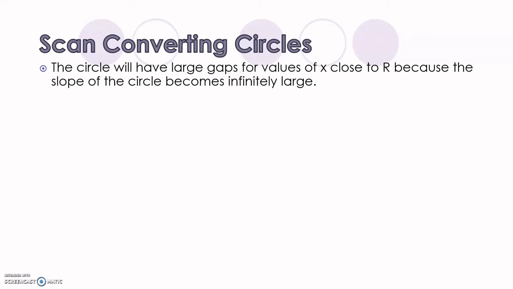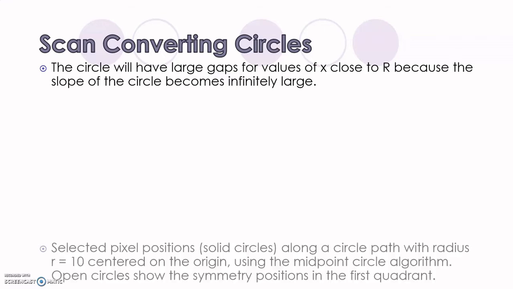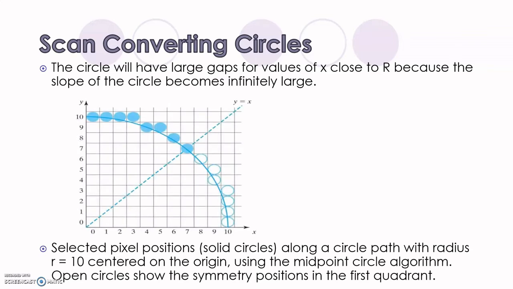The circle will have large gaps for values of x close to r because the slope of the circle becomes infinitely large. Let's see how it is. See, this is how the points will be plotted, with large gaps for values of x close to the radius because the slope of the circle becomes infinitely large.